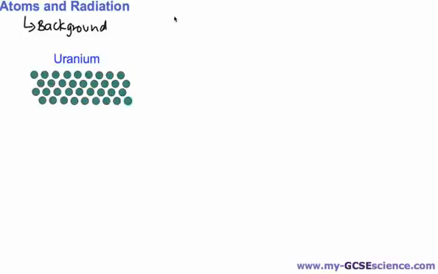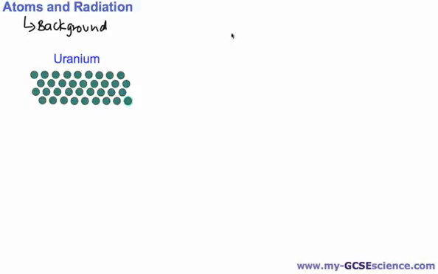Hello and welcome. We are looking at the topic of atoms and radiation, and in particular we're going to look at something called background radiation. Now by radiation, or radioactivity is it sometimes called, or nuclear radiation, we need to understand what that actually means, and I'm going to use the example of a substance called uranium, which is an element, and it has isotopes that are radioactive to varying degrees.